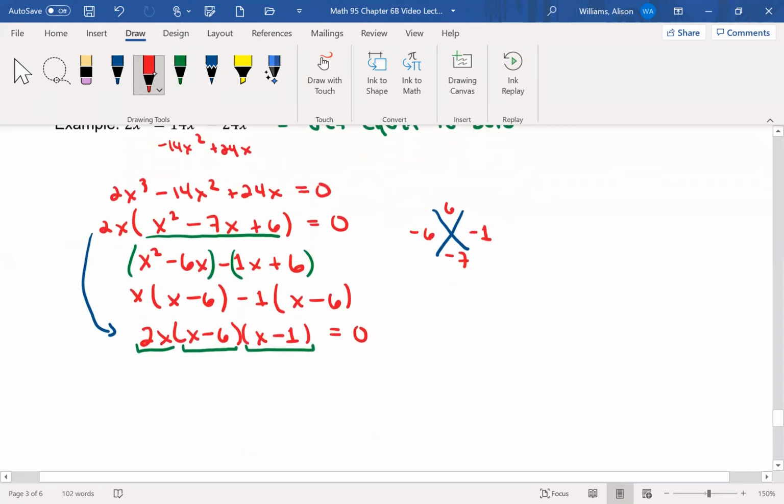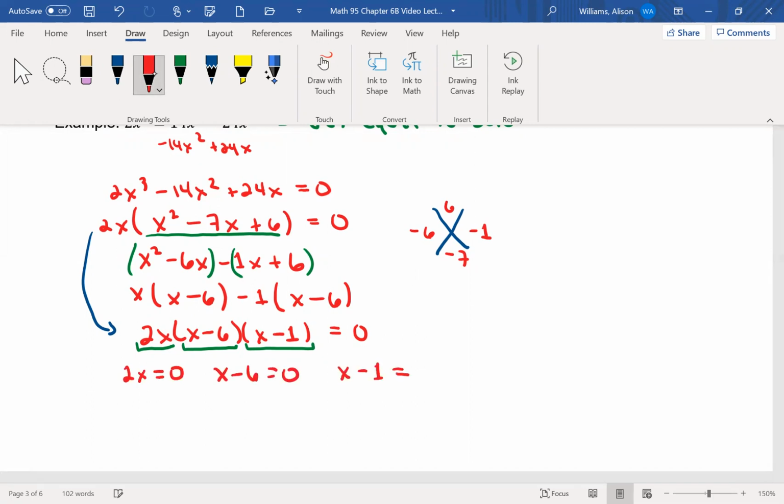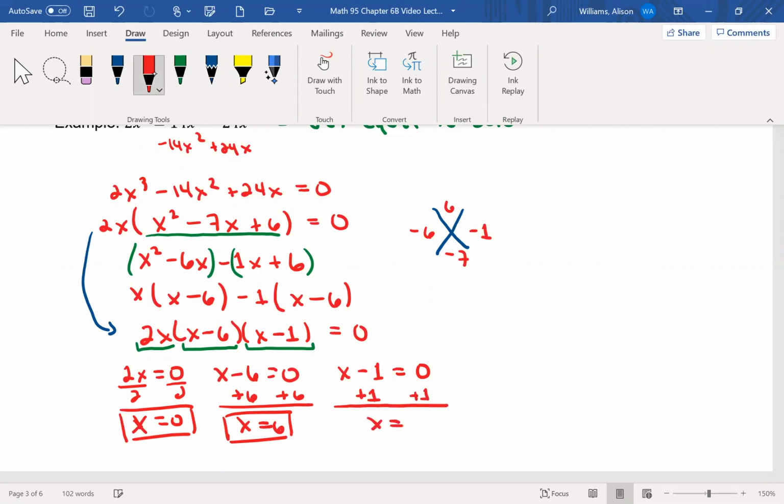Let's see how much space I gave myself. Oh, cool. I gave myself enough space. All right. So 2x equal to 0, x minus 6 equal to 0, x minus 1 equal to 0. So over here, I'll divide by 2, and that gives me 0. Over here, I'm going to add 6, which gives me x equals 6. And here I'm going to add 1, which gives me x equals 1.